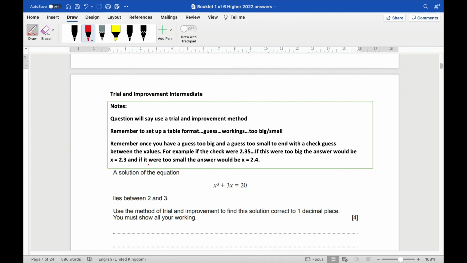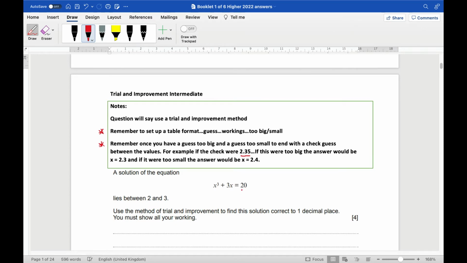And we start with trial and improvement, an intermediate topic, okay? So putting numbers in, checking if the answer is too big, too small, etc. It says here, remember to set up a table format. And this bit also important, remember once you have a guess too big and a guess too small, to end with a check guess between the values. For example, if 2.3 was too small and 2.4 was too big, then we would try 2.35 purely as a check, not as an answer, as a check. And if this check were too big, the answer would be 2.3. And if the check were too small, the answer would be 2.4.